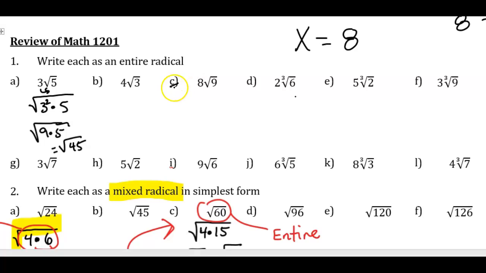So let's pick C. So you write your radical sign. You take the numbers on the outside, in this case the 8, you write it underneath, and square it, and say times 9. Then you would have 64 times 9, and 64 times 9 is 576.